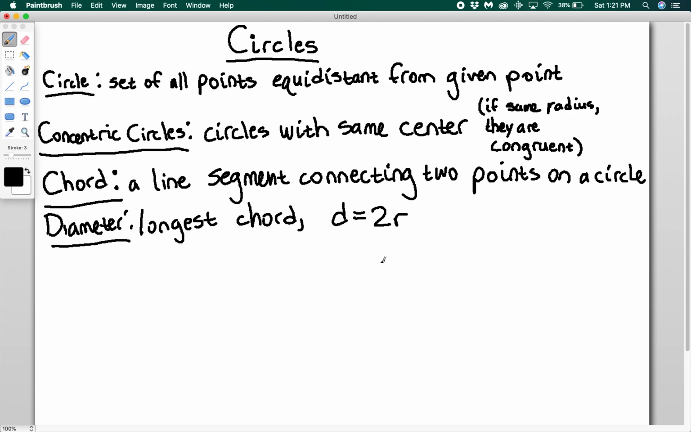Today we're going to talk about circles. We're going to start off with just some definitions and vocabulary that we can use when talking about circles. So first, what is a circle? A circle is the set of all points that are equidistant from some given point.